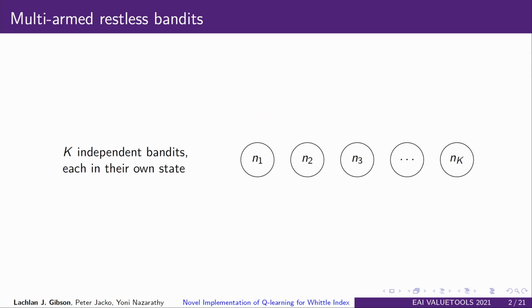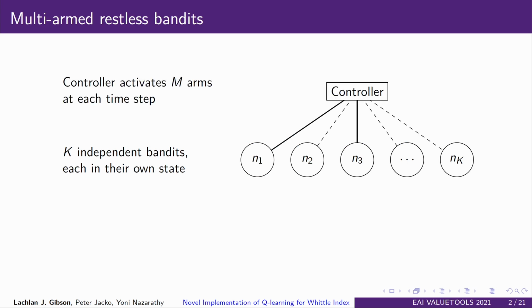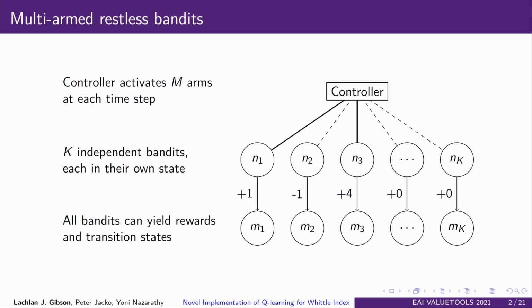This is essentially a new way to control a system of k restless independent projects where each project exists in some state n, and exactly m projects can be activated at each time step. In this example, the first and third projects are being activated. All projects then transition states and yield rewards with probabilities depending on whether they were activated. All projects can transition, which is why the system is called restless.